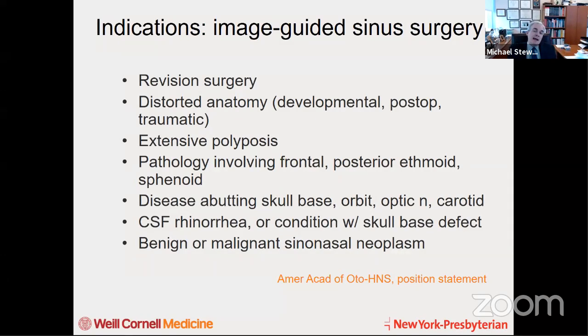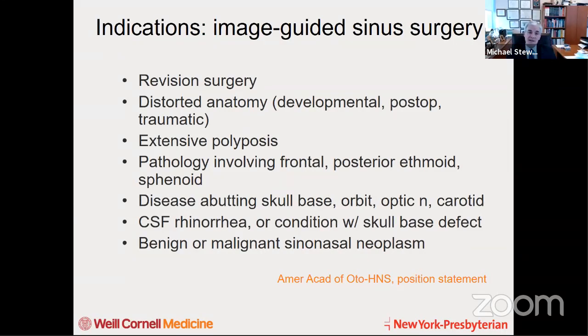But even when I operate with image guidance, I never look at the image guidance first. I never use the image guidance to actually guide my surgery. I actually am looking at the endoscopic view of the anatomy, and then I glance at the image guidance screen, and I look at where the tip of the probe is or the instrument, and it's confirmatory. The image guidance confirms what the anatomy tells me, not the other way around.